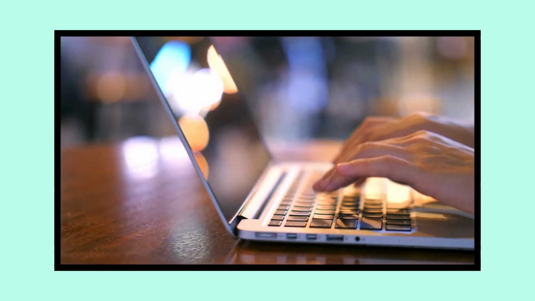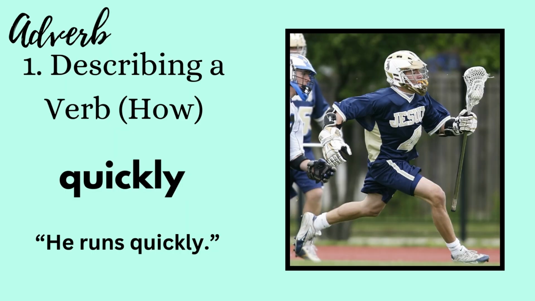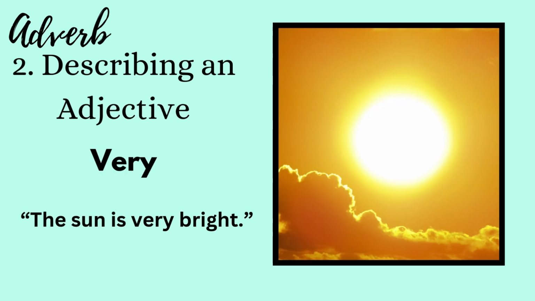They often tell us how, when, where, or to what extent something happens. For example, in the sentence, "He runs quickly," the word quickly is an adverb as it describes how the verb runs. So in the sentence, "The sun is very bright," the word very describes an adjective, bright. Here, the word bright is called an adjective because it describes the noun the sun.